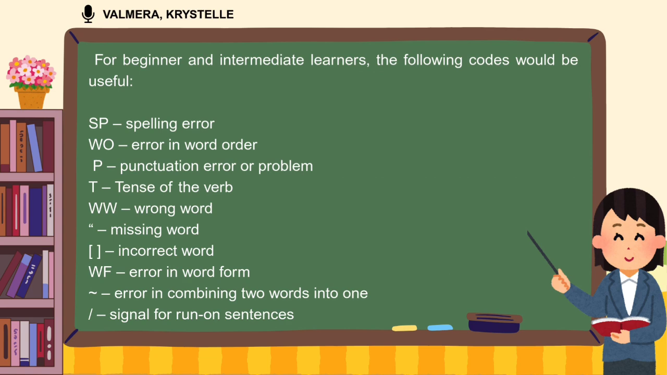SP for spelling error, WO for error in word order, P for punctuation error or problem, T for tense of the verb, WW for wrong word, the quotation mark for missing word, the open and close parenthesis for incorrect word, and the tilde for error in combining two words into one, and slash for signal for run-on sentence.